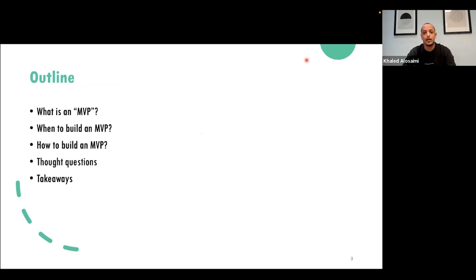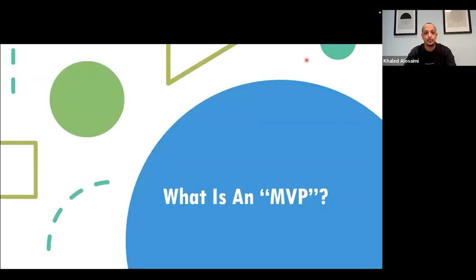So we will start discussing and answering the main question. What do we mean by an MVP? When to build it and how to build it? At the very end, I will be discussing more of the open questions that either came to our mind or we always asked when we were colleagues and friends and reading about MVPs. So let's get into it.